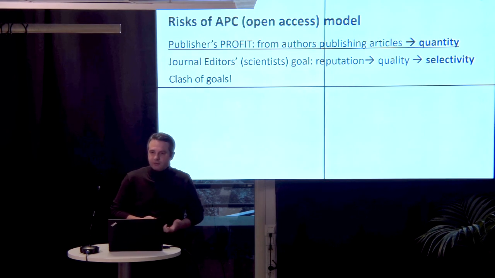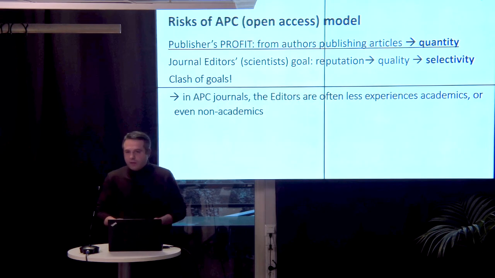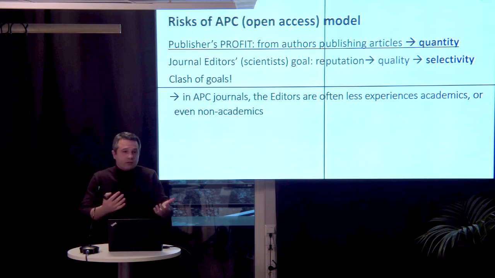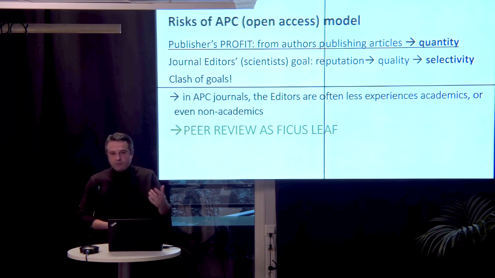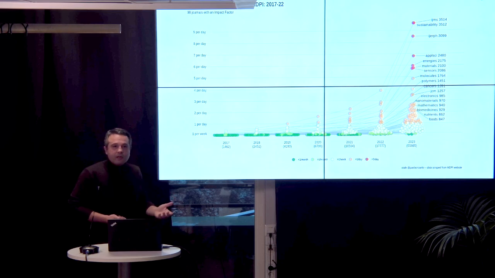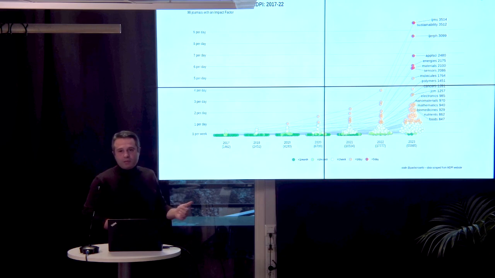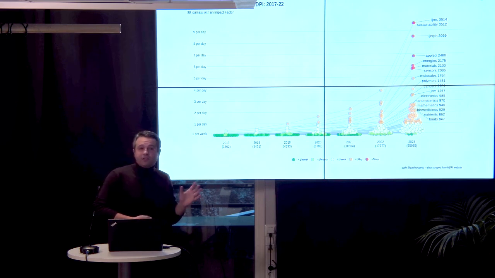So what happens in APC journals, the editors tend to be either less experienced academics or not academics anymore. You don't need them. They are actually an obstacle in this situation. So peer review becomes really a fig leaf, to the point that actually, if you look, in most cases publications are special issues. This is a picture which presents the number of special issues a year at MDPI. We have some of their journals which publish 3,000 special issues every year. Thousands of special issues every year.